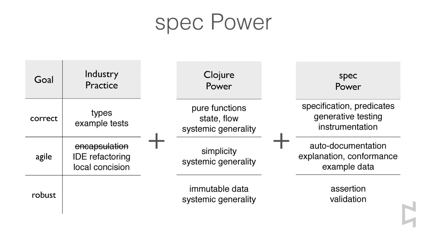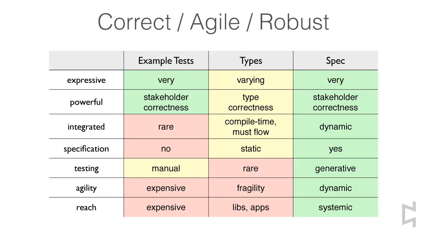Right down in the middle of a function somewhere, you can just say, I want to validate this piece of data against this spec. So it's not tied to test time. It's not tied to compilation. It's not tied to method boundaries. It's tied to whatever the heck you want to tie it to. So this pretty much is more fun than using example tests or types to make your program reliable.